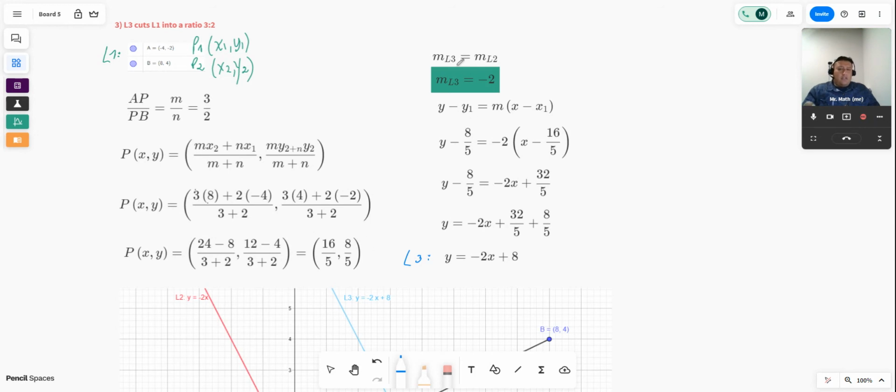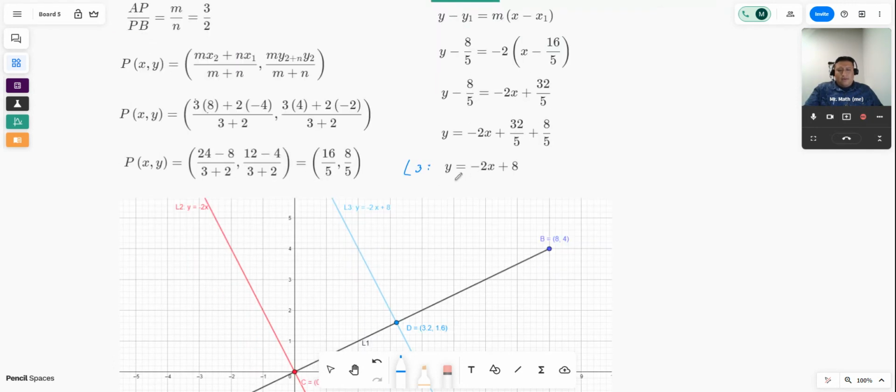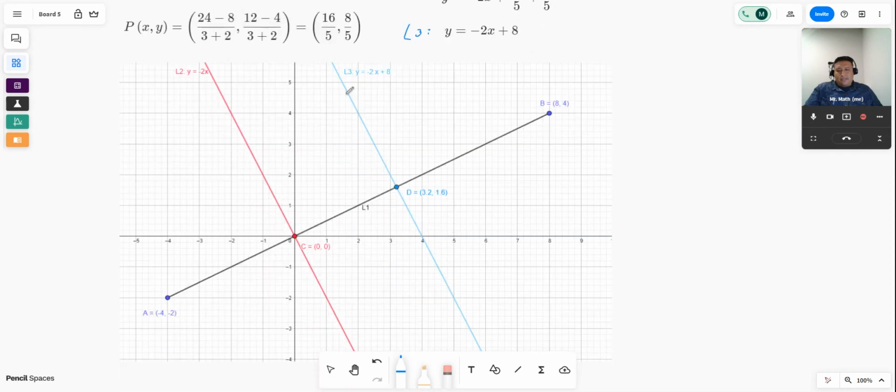8/5. Now, line 3 is parallel to line 2. Therefore, the slopes should be the same. So the slope for line 3 is -2. Again, the general formula of the linear equation, and we find that line 3 equals -2x plus 8, this one here in this teal color. This 3.2, 1.6 is the same as 16/5 and 8/5. It's just in decimal form.